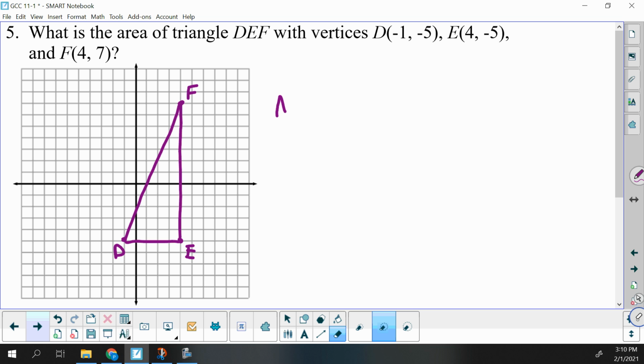We've got a triangle, so we need 1/2 base times height. Our base is just 5, and our height is 12. So we'll have 1/2 times 5 times 12. Again, because multiplication is commutative, you can multiply those in any order. So let's do the half times 12 first to get 6, and then 6 times 5 will give us 30 units squared.